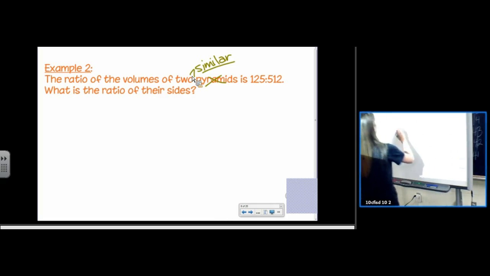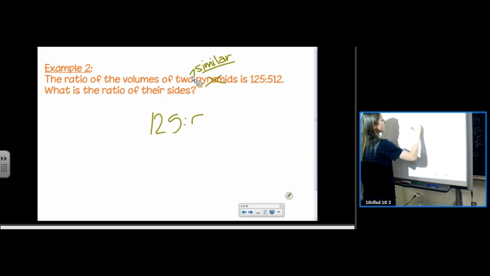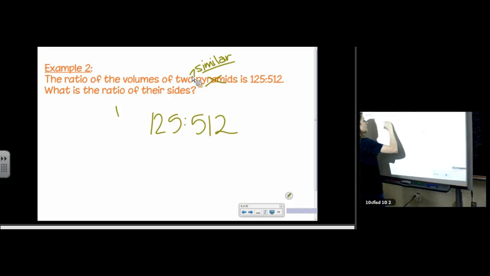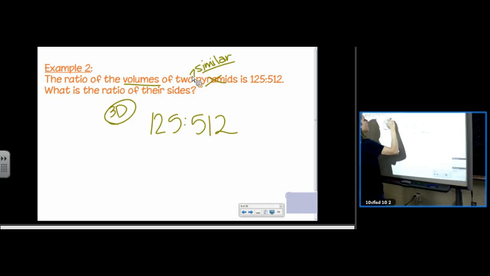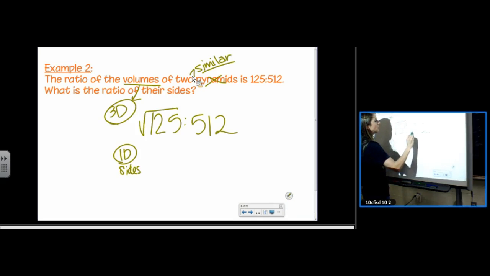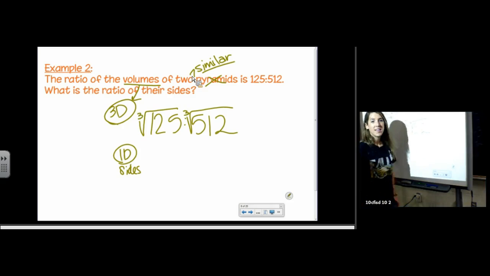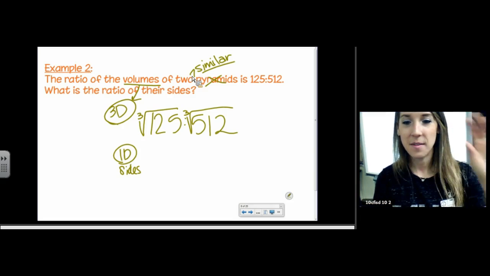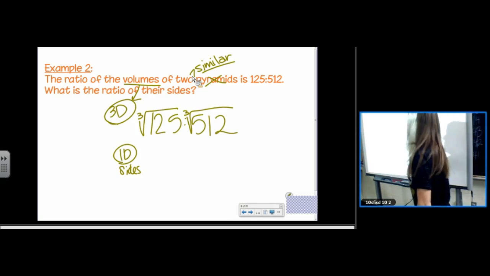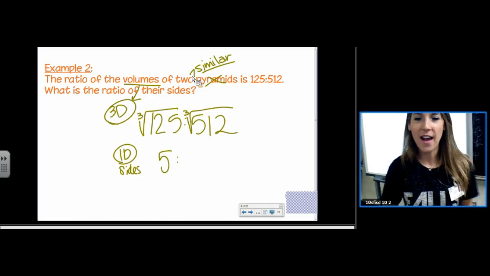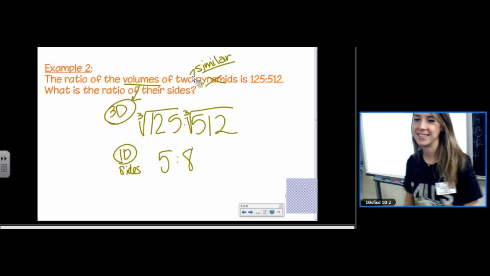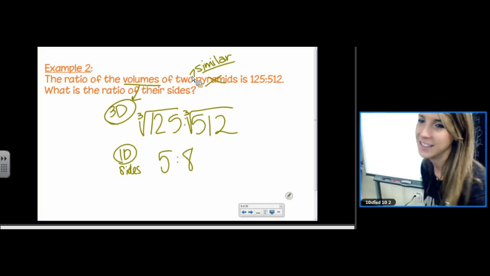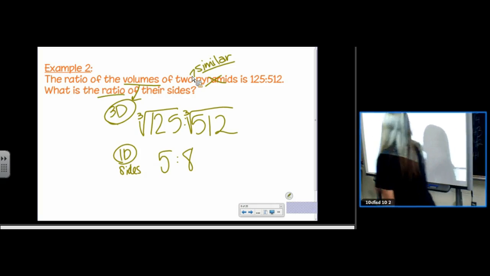Okay, so the ratio of their volumes, I know y'all already know the answer. This is 3D because it is a volume. We want it to be 1D because sides are one-dimensional. So how do you undo 3D? You cube root them to make them 1D. The cube root of 125 is 5, and the cube root of 512 is 8. Love how y'all were fighting about who got it first. 5 to 8 is the answer. Ratio of the sides.